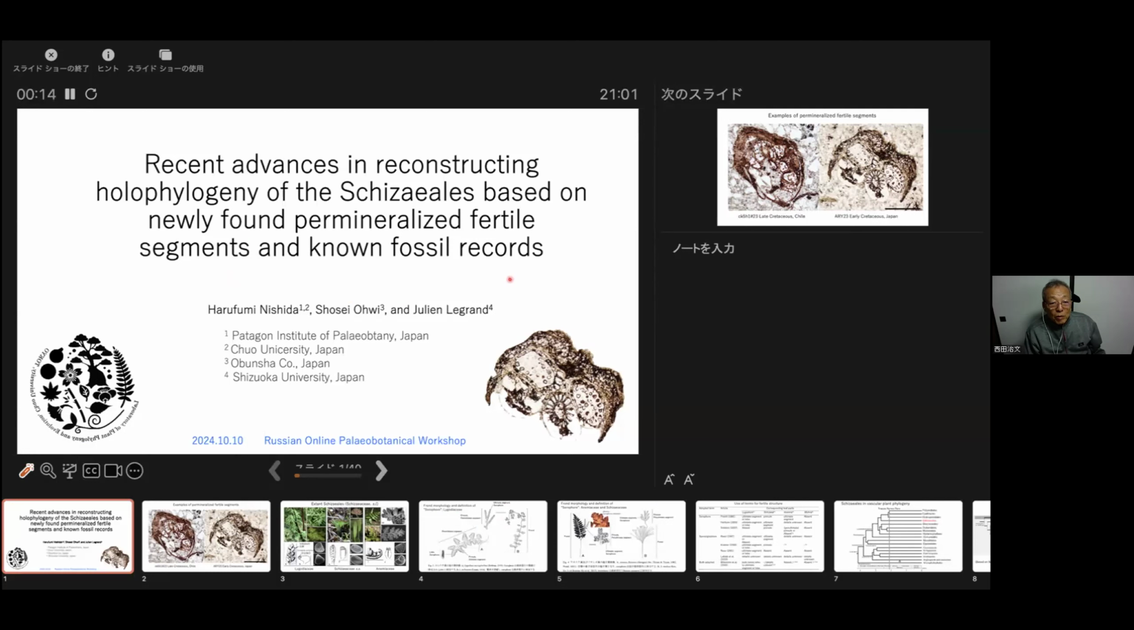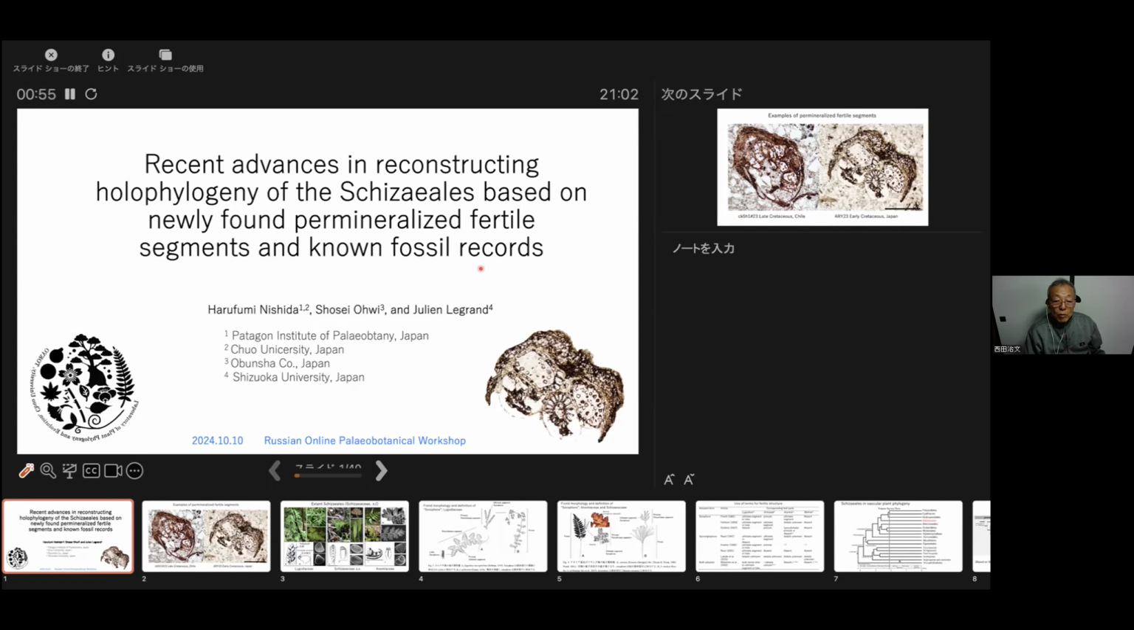And today I'm going to talk about the Schizaeales group of ferns. And this work is actually mostly done by Shosei Owi, the second author, when he was in my laboratory for the master's degree. Now he has finished his degrees and is working in a publisher. So at this moment, he doesn't do anything about paleobotany, unfortunately. But we are going to make a paper in the future.